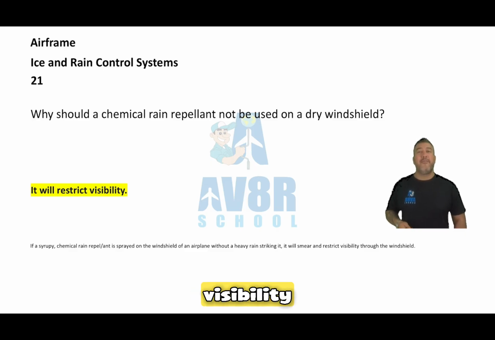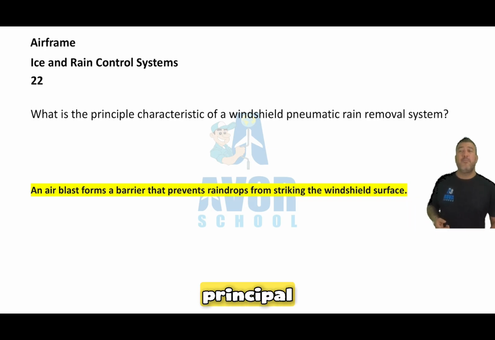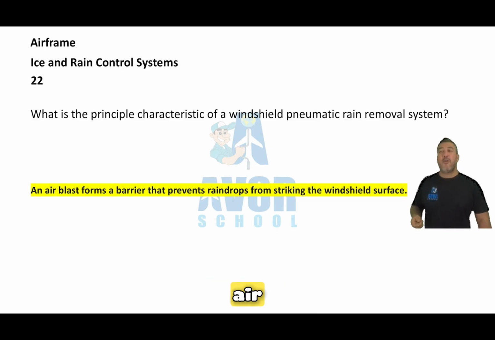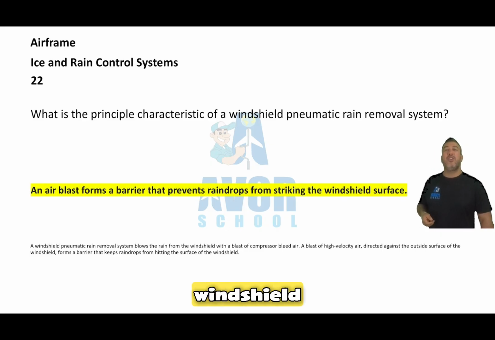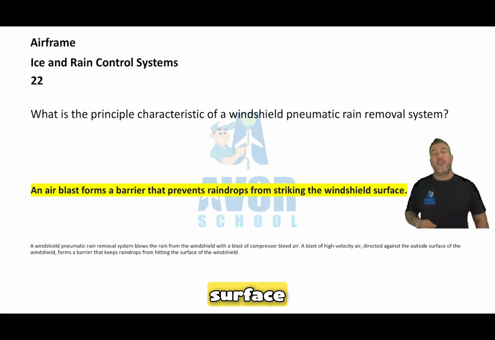Number 22, air blast forms a barrier that prevents raindrops from striking the windshield surface. So what is the principal characteristic of a windshield pneumatic rain removal system? The air blast forms a barrier that prevents the raindrops from striking the windshield surface.